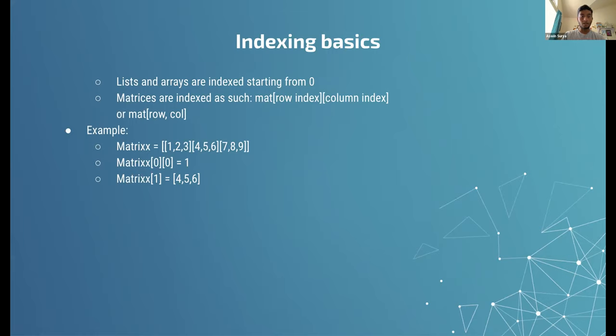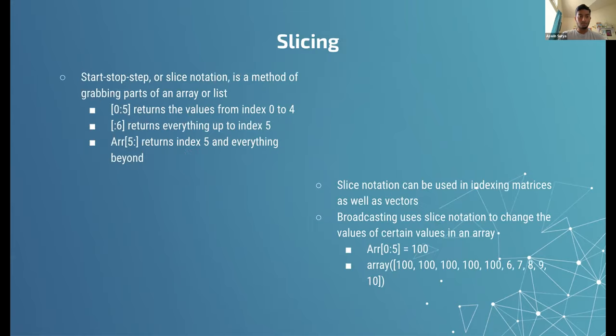Now, if you want to call the specific index of this matrix, you would see in the second line, it has bracket 0, bracket 0. That means at index 0 of the row, which means that's the array 1, 2, 3, because that's index 0, you get the column index of 0, which is that very first number, which is 1. Now, if you call just matrix 1 without specifying the column index, you just get that entire row, which is 4, 5, 6. Hopefully that clears up how indexing works.